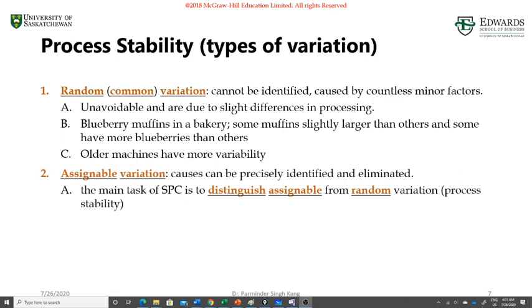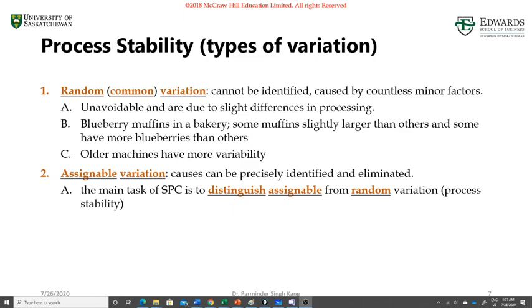The second type of variation is assignable variation. As the name says, we can assign this variation to a specific cause. When you can assign variation to a specific cause, we can easily eliminate it by going through statistical process control, using the PDCA cycle, or continuous improvement procedures.